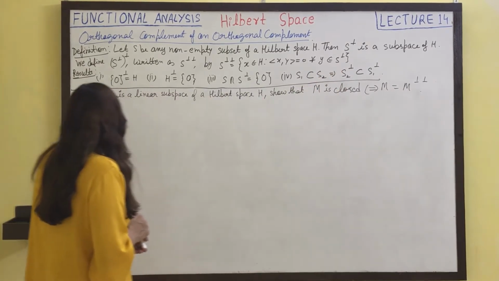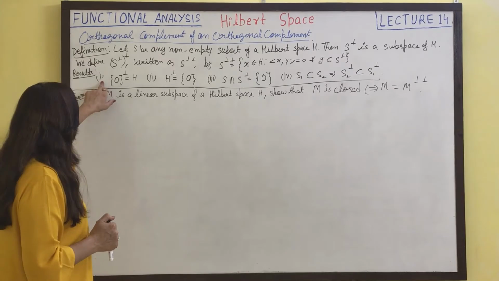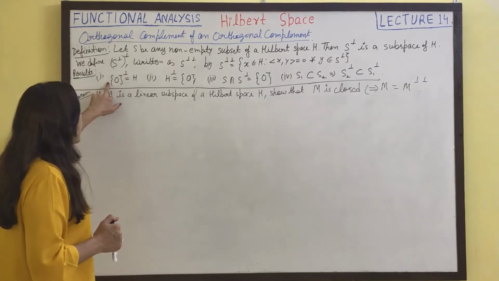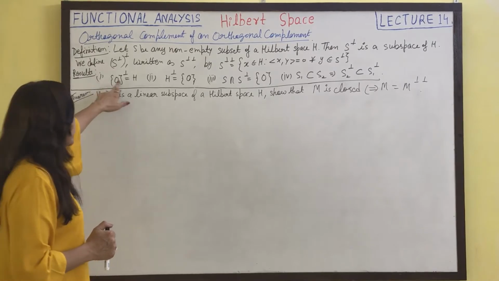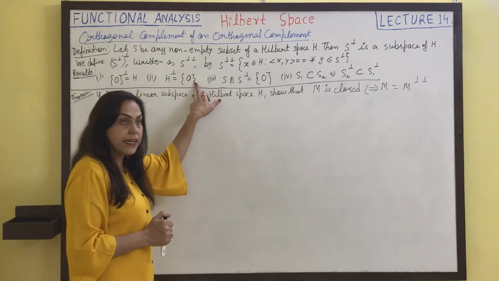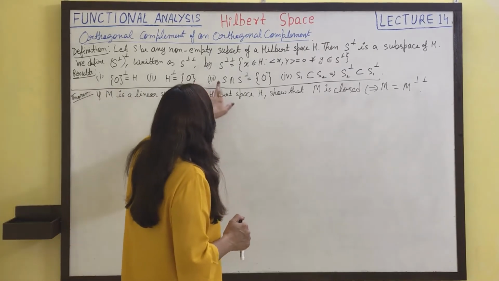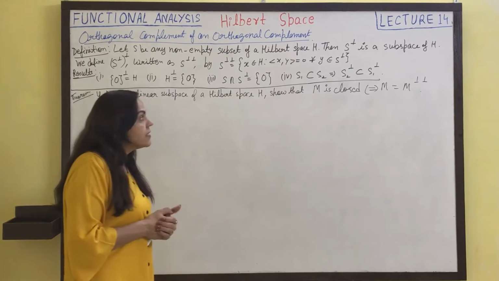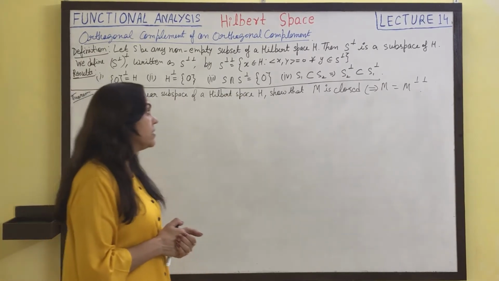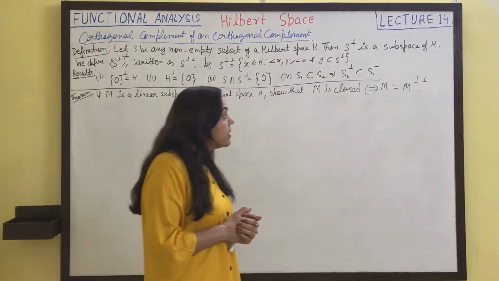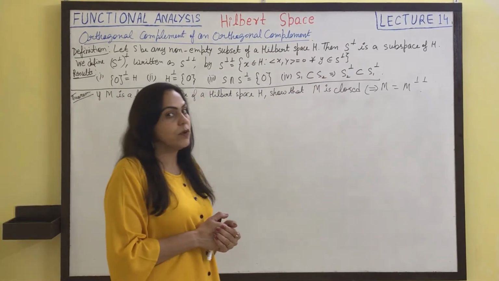Now we can prove these elementary results. Orthogonal complement of the singleton set containing 0 vector is H. Orthogonal complement of H is equal to the singleton set containing 0. Third one is S intersection S perp is equal to the singleton set containing 0 vector, and S1 is contained in S2 implies S2 perp is contained in S1 perp.